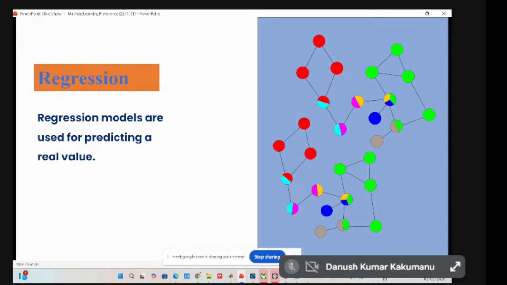It tries to find a best fit line or curve that minimizes error between actual values and predicted values.